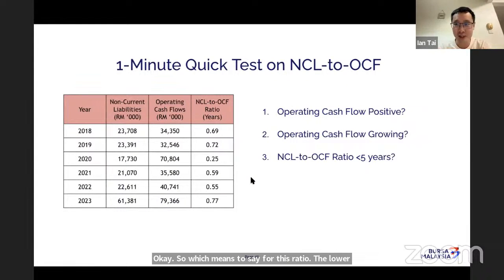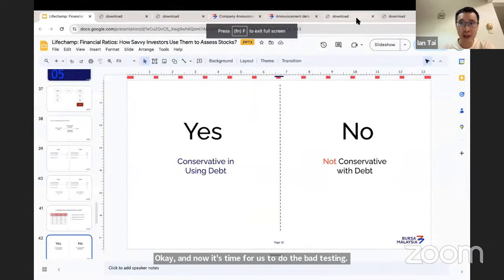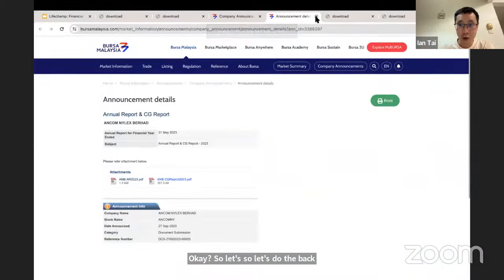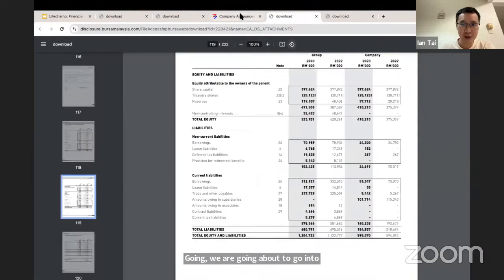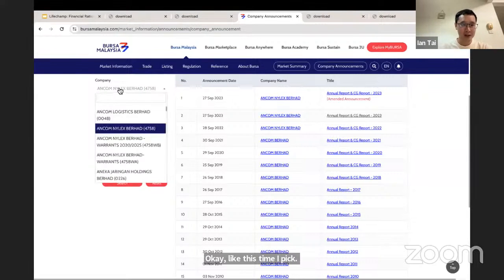Okay. And now it's time for us to do the back testing. Okay. So let's do the back testing. Okay. So all right, we are about to go into Q&A. All right. So I'm gonna just look at the final stock. Okay lah. This time I pick. Should I pick or okay? Let's pick one that I think. Let's see what I can think of right now.